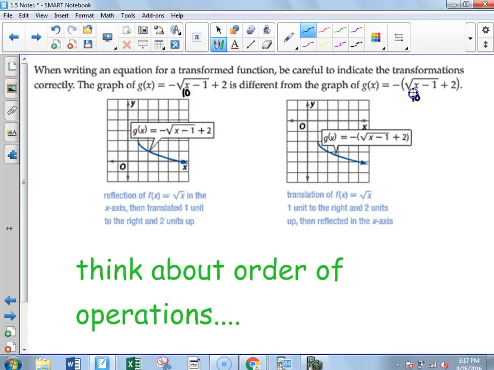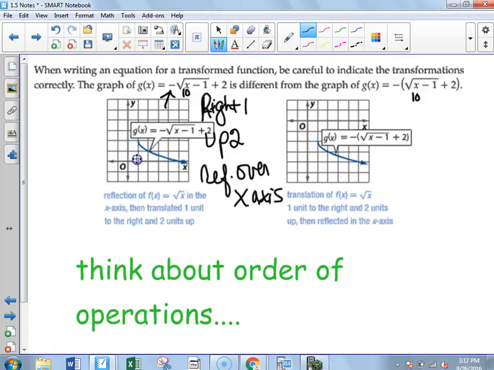If I were to put a 10 into this, because of these parentheses, I would subtract the 1, take the square root, then add the 2, and then worry about this negative, right? It kind of is the same thing for order of operations in describing what's happening here. This -1 does what? Right 1, then the +2 would be up 2, and then this negative on the whole thing, do you remember what that did? Reflects it over which one? The x-axis. Okay, so this is what it wound up looking like.